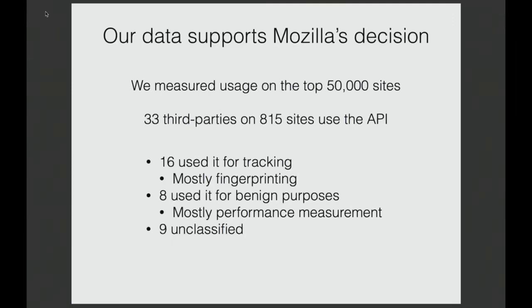But we wanted to go and do a full measurement. So we looked at the top 50,000 sites to see, does this reflect what Mozilla was thinking in the dev platform mailing list? And it basically does. We found 33 third parties using it, about half of them for tracking. 8 were using it for these kind of benign purposes, basically performance measurement. And I don't think that's really what the spec authors were thinking about when they implemented the API. They didn't just want to make it easier to do some performance measurements. And 9 of them we had a little trouble classifying because they were very simple scripts. It wasn't clear what their purpose was.